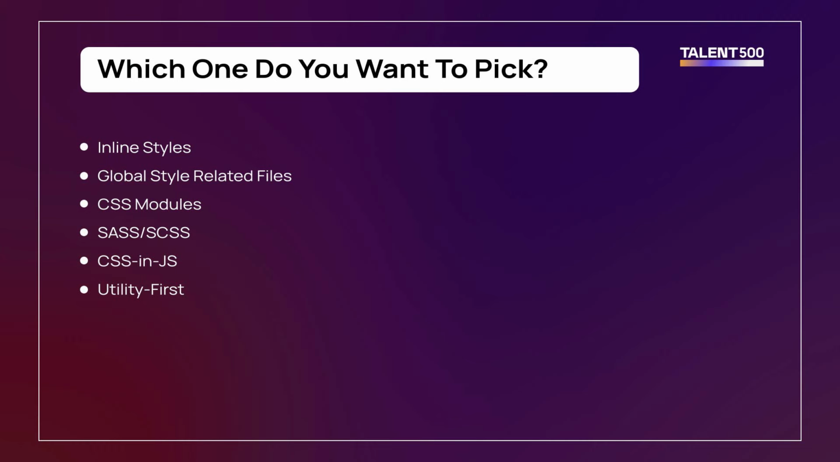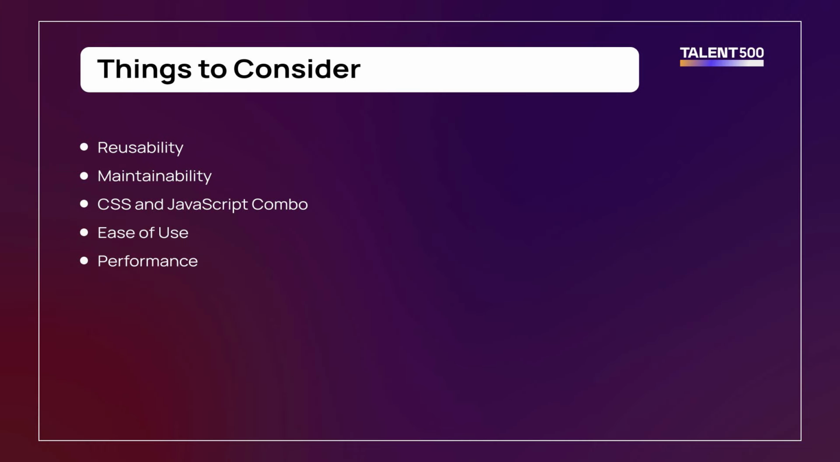What are your points to consider? Things to consider while you want to pick something is reusability. When you're with React.js, you are writing components, and the biggest advantage of components is that they are reusable. You create them once and reuse them wherever you want. So reusability should be one of the major factors when you select anything, even in the case of CSS.